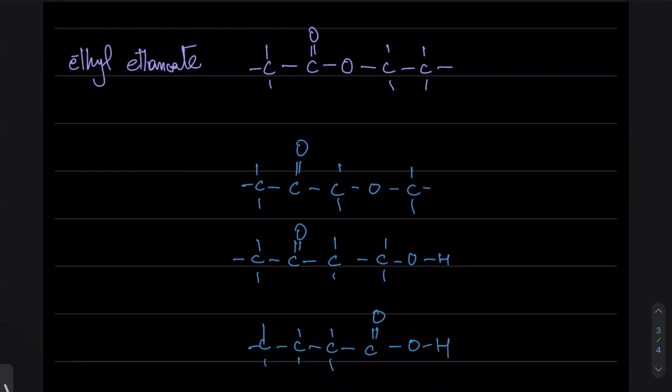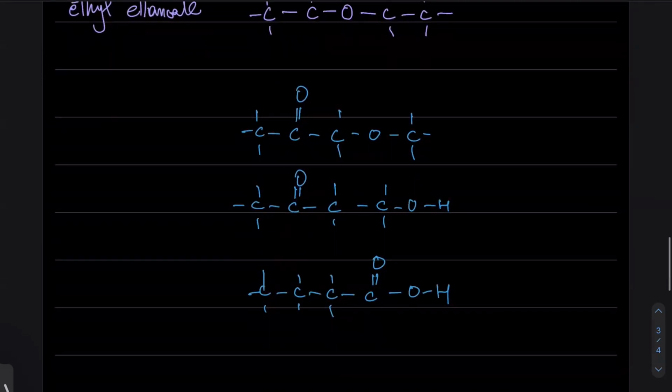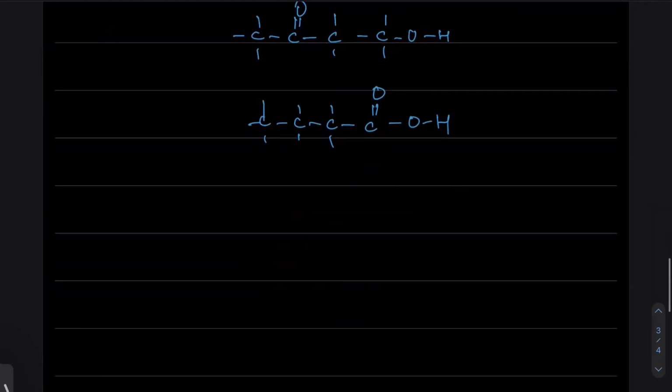Another option you can do is make this switch with this but not move this. So in that way this will become... and somewhere in between you can put oxygen. Let's say here. There you go. That is one option. Another option is a positional isomer of this.